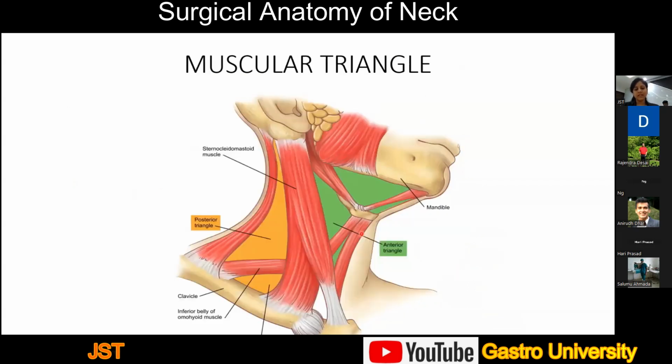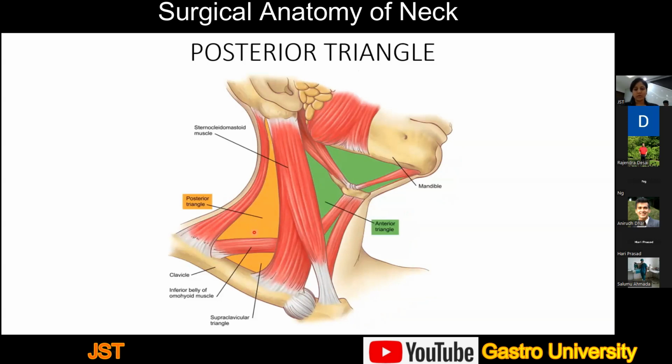The floor of the triangle is formed by the hyoglossus, thyrohyoid, middle constrictors, and inferior constrictors. The last is the muscular triangle. Again, as the name suggests, the muscular triangle will have muscles, and it is placed between the two bellies of the omohyoid superiorly and the sternocleidomastoid inferiorly. Now, this has the infrahyoid group of muscles, which is sternohyoid, sternothyroid, thyrohyoid.